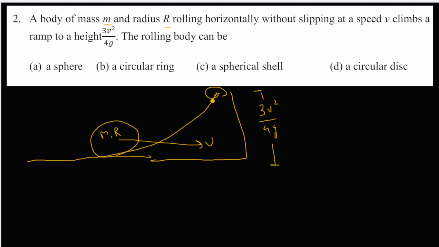Let us see what we can do. Now they're asking us what that rolling body might be. So basically the approach which we are going to use is, as it is pure rolling, even the rotational kinetic energy will get converted into potential energy. So I'm going to conserve energy. I'm going to equate the gain in potential energy to the loss in rotational plus translational kinetic energy. Now let us see how we do it.